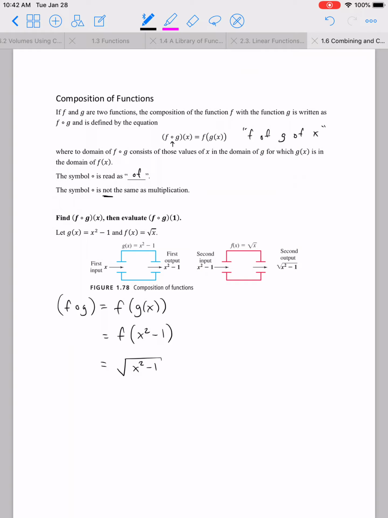And so that's essentially the way that you will have to do this. And again, if there's something that comes out of g of x, and that value that comes out of g of x breaks f of x, then it can't be in the domain of the composite function, okay?